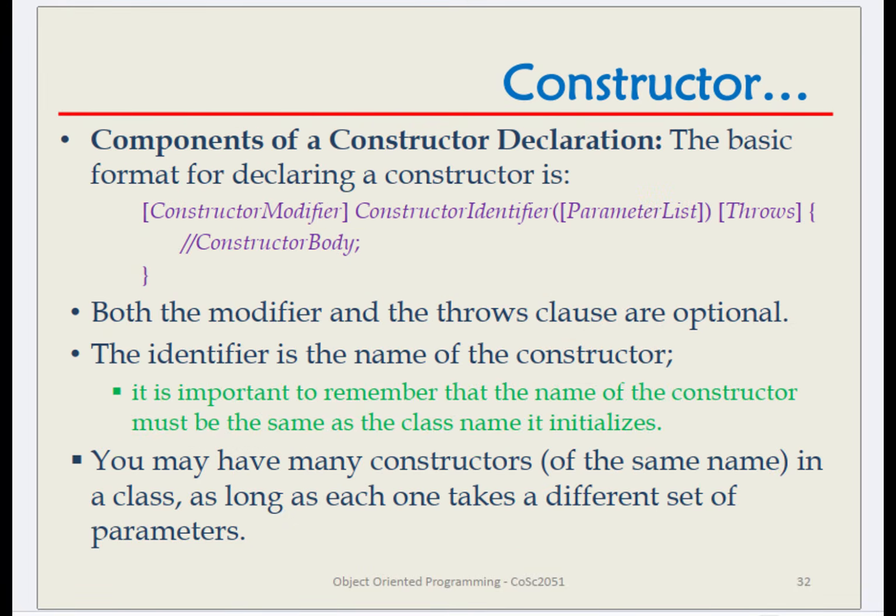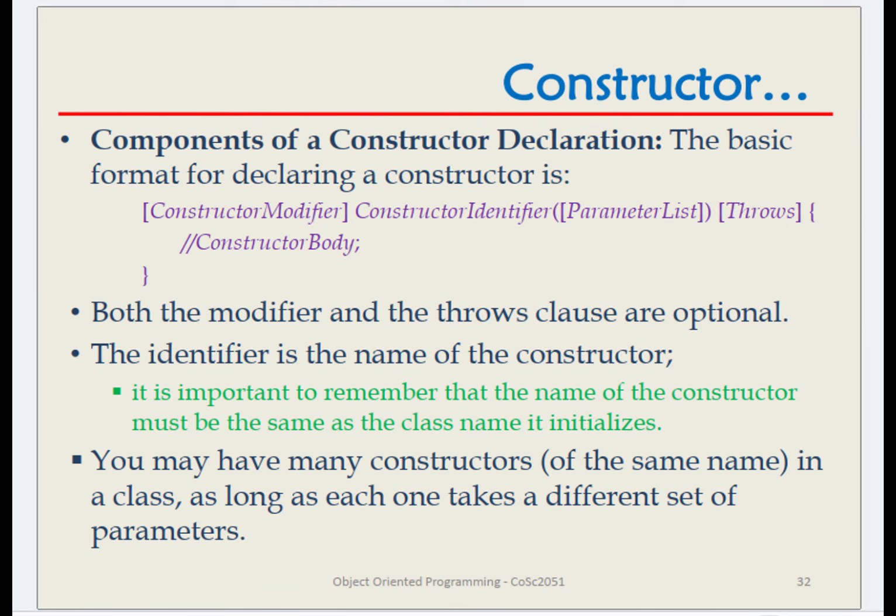Constructor. Components of a constructor declaration. The basic format for declaring a constructor is constructor modifier, constructor identifier, parameter list, throws, constructor body. Both the modifier and the throws clause are optional. The identifier is the name of the constructor. It is important to remember that the name of the constructor must be the same as the class name it initializes. You may have many constructors of the same name in a class, as long as each one takes a different set of parameters. Object-Oriented Programming Co.